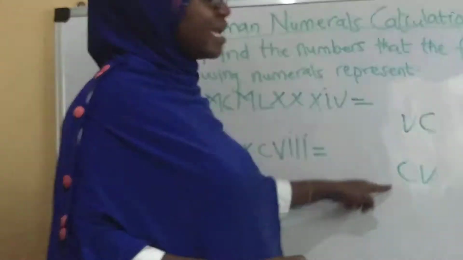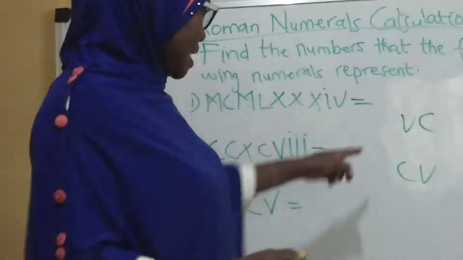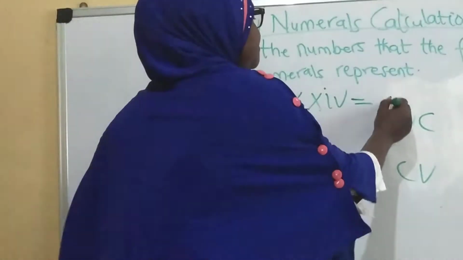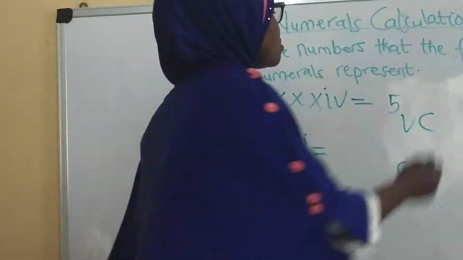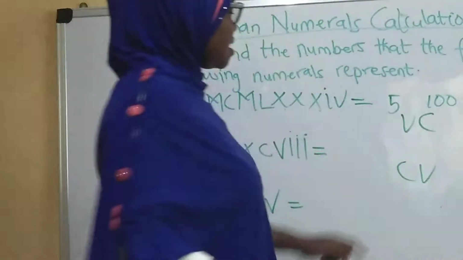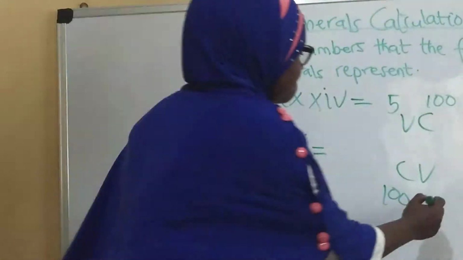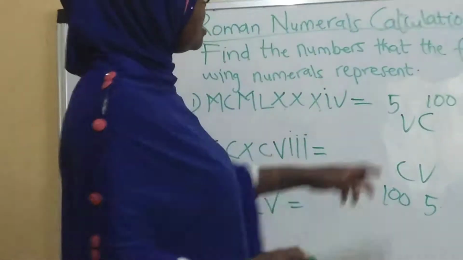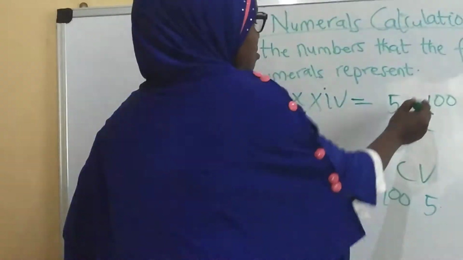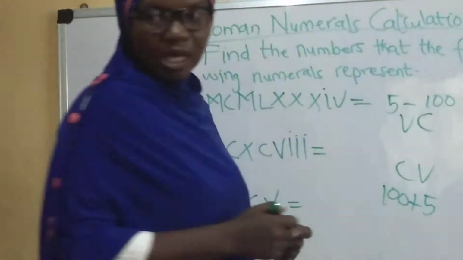This and this look alike, but they are different. Do you know why? This V here is 5. This C here is 100. This C here is 100. This V here is 5. Now, this one here is subtraction, while this one is addition. Now, I'll tell you why.